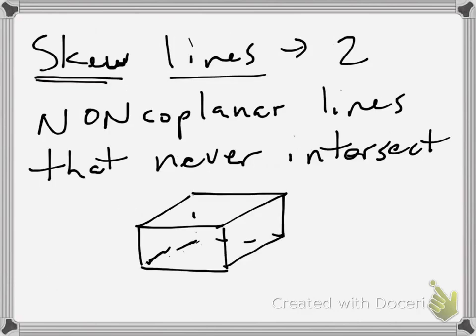Now, skew lines, huge difference here. Skew lines are two non-coplanar lines that never intersect. So these are lines that are not in the same plane but never intersect.